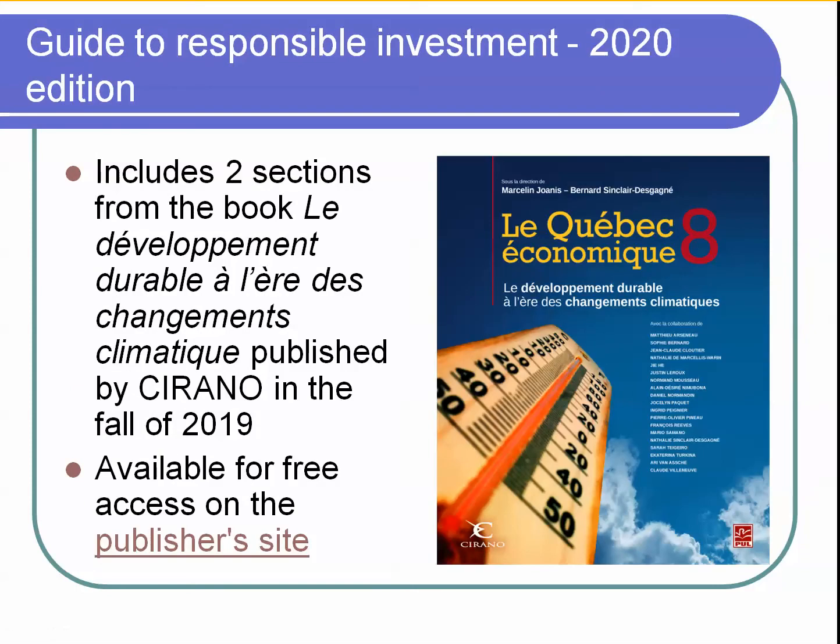As mentioned, the guide includes two sections from the book Le Développement Durable à l'ère des changements climatiques. This book was published by Cyrano in the fall of 2019. We have included two sections translated in English in the guide, but if you want to access the whole book, it's more than 400 pages, very, very detailed about sustainable development. You can access the book free on the publisher's site.